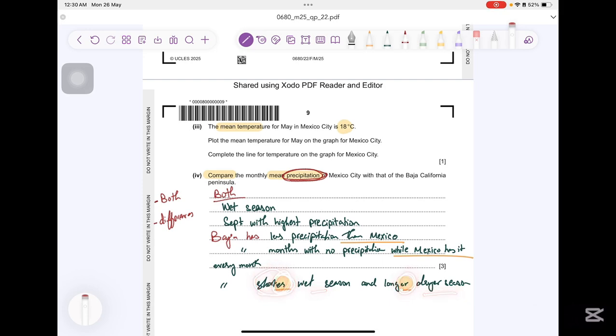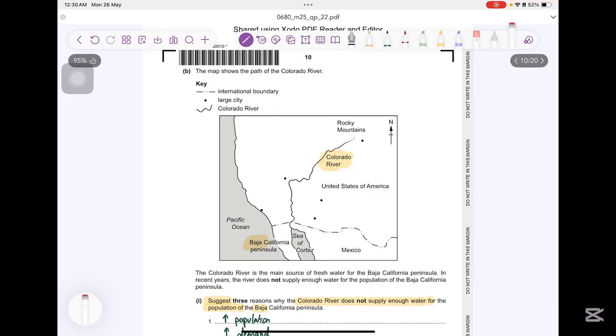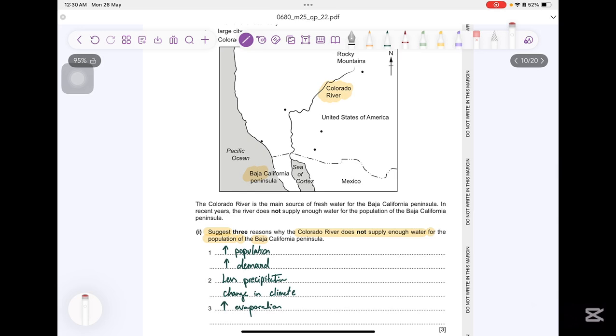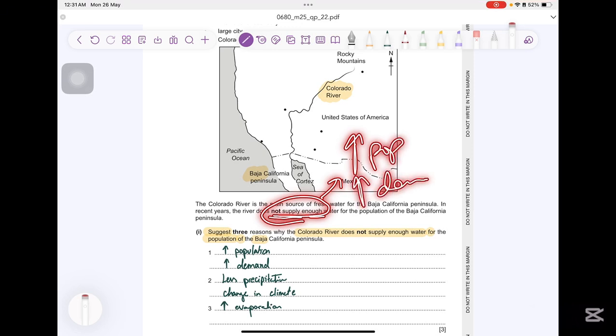You have to compare. The map shows the path for the Colorado River. You see the international boundary, that's the one, the large city, and the Colorado River. Okay, you got cities here, these are the large cities. The river is the main source of fresh water for Baja. In recent years, the river does not supply enough water. Why? Without even thinking, due to the increase in population, increasing the demand. Thank you very much, you got your answer.